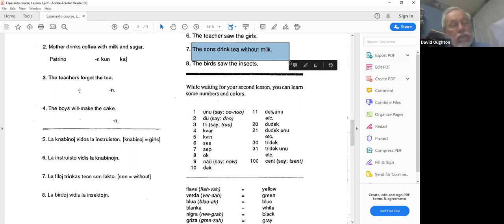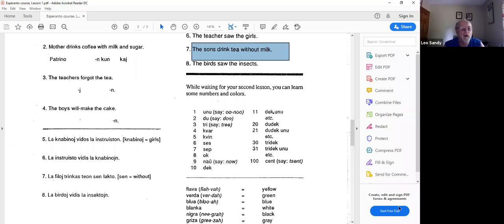And number eight. Can I have a question? Sure. Why isn't lakto, laktonn? It's the object of a preposition. Right. There you do not need an n. Only need it on the object. You don't need the n with prepositions. Ron, do you have a reason for that?